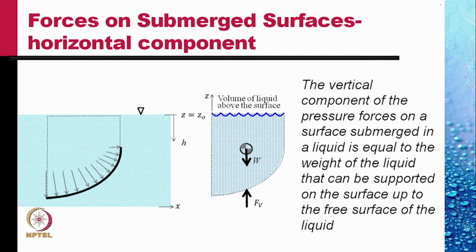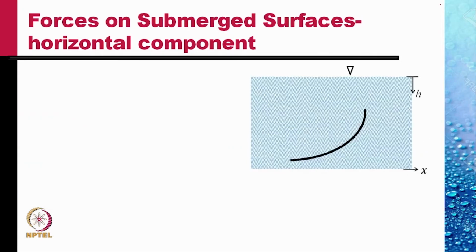So the vertical component of pressure force on a surface submerged in a liquid is equal to the weight of the liquid that can be supported on the surface up to the free surface of the liquid. Let us next consider the horizontal force on this submerged surface, the same surface. Let the horizontal force because of the liquid on the surface be Fh as shown.